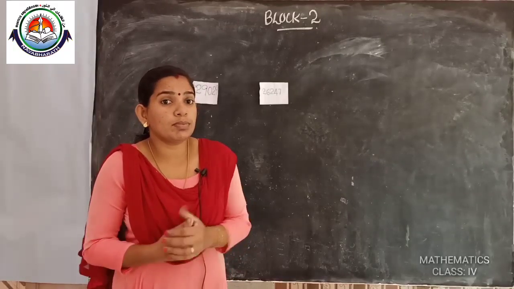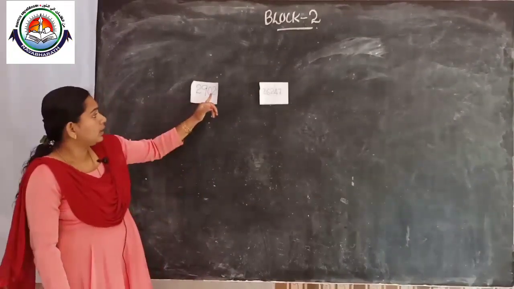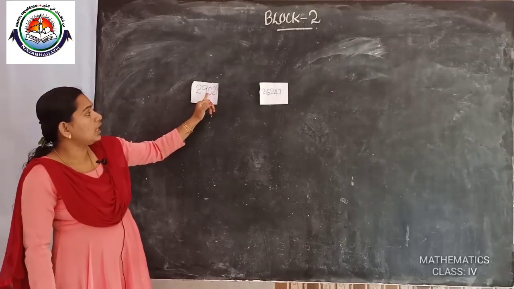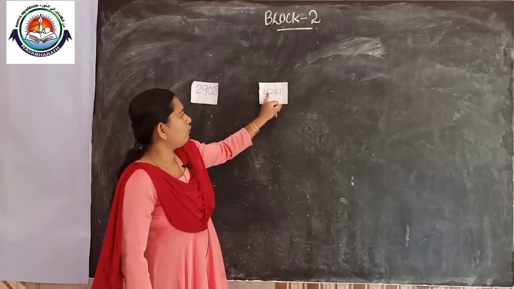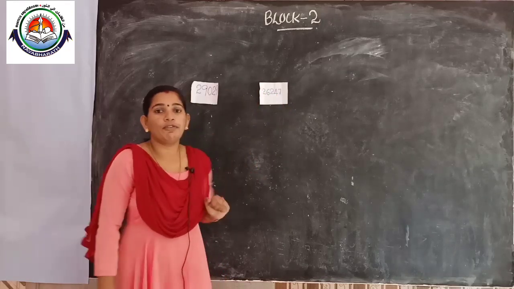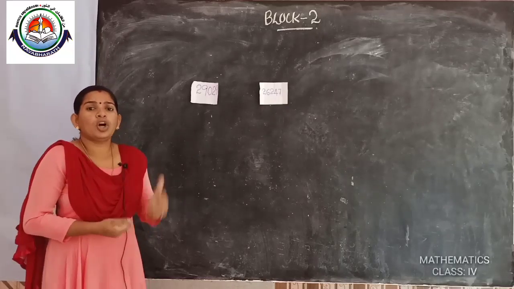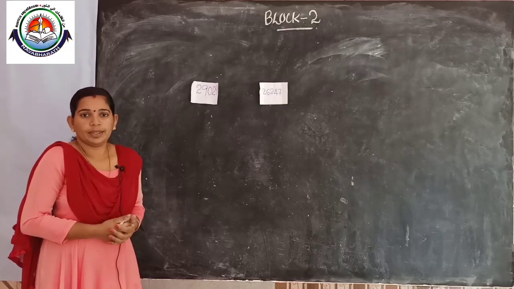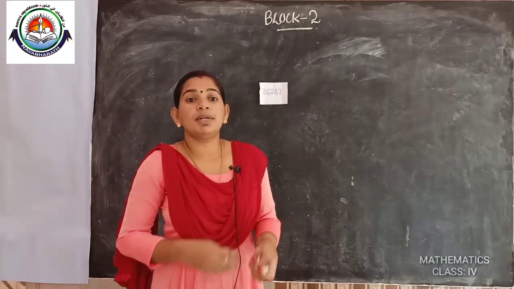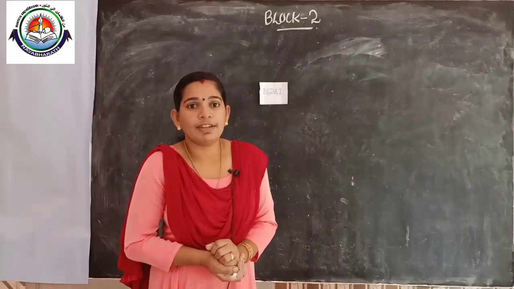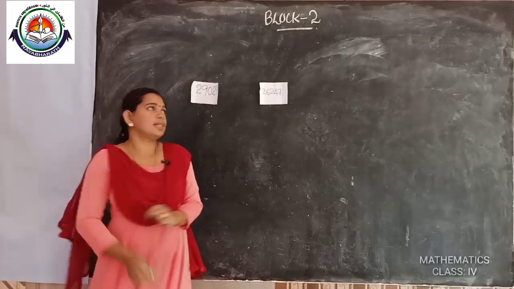Which is the tallest mountain? How do you get this? All are 5-digit numbers. Here 1, 2, 3, 4, 5 digits. Here also 1, 2, 3, 4, 5. Both have 5 digits. Then how do we find out which is the tallest mountain? Today we are discussing the comparison of 5-digit numbers. Our chapter name is Comparing 5-digit numbers.